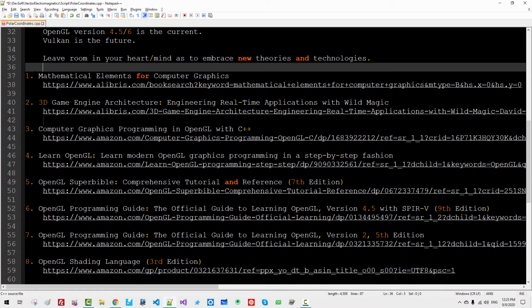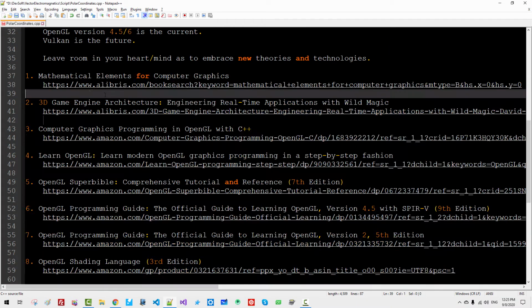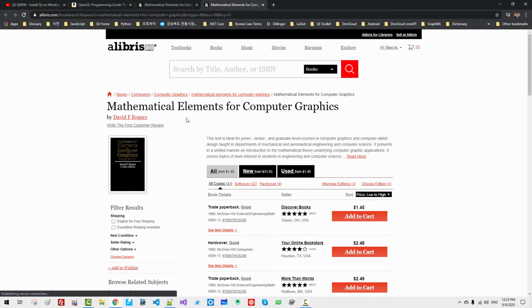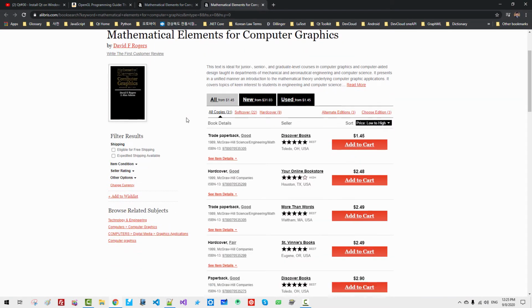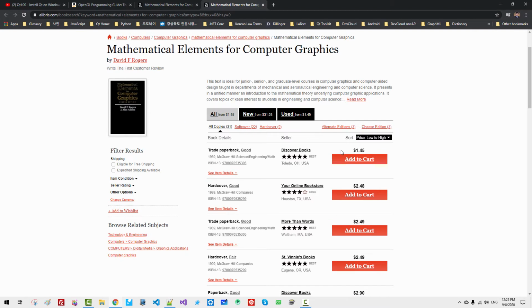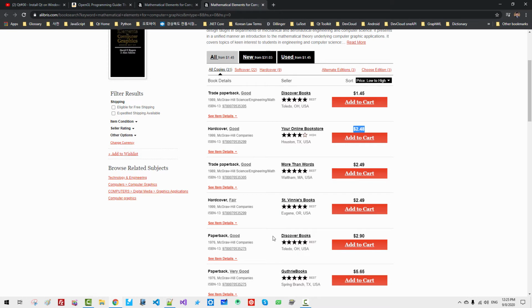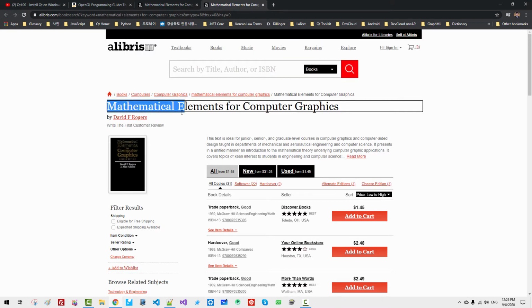I would recommend these books. For example, Mathematical Elements for Computer Graphics. Please double-click this link. From this website, you can purchase a second-hand book. This one is less than $2. This is less than $3. You can purchase one of these second-hand books. For any programmer who is interested in serious 3D computer graphics, this book is a must read.